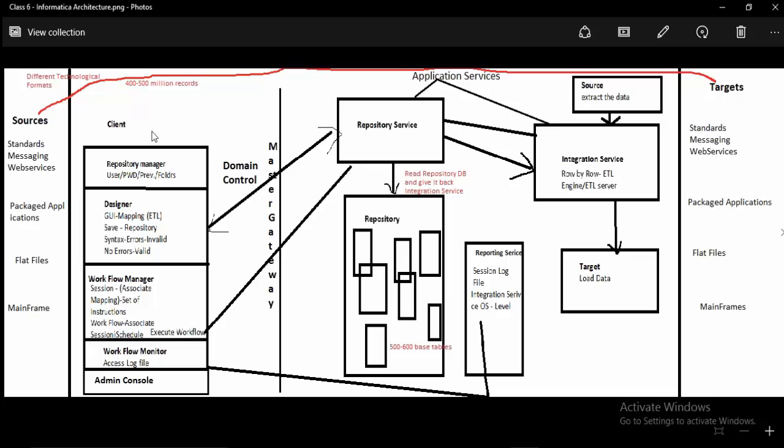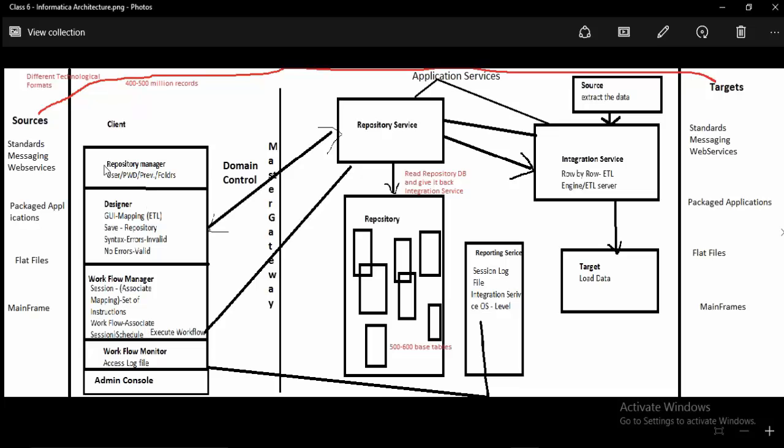Let me explain what this client is. You have different components, like the integration service and others. The client component is a user interface tool used by the end user in day-to-day operations. The different clients in Informatica are Repository Manager, PowerCenter Designer, PowerCenter Workflow Manager, PowerCenter Workflow Monitor, and Admin Console. Leave the Admin Console aside for now. These are the client applications used by the Informatica PowerCenter user.